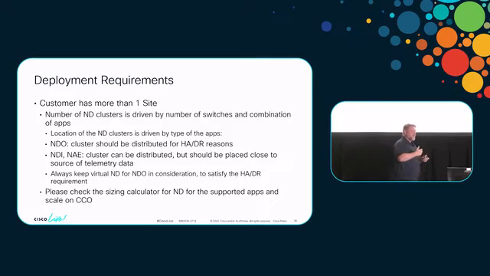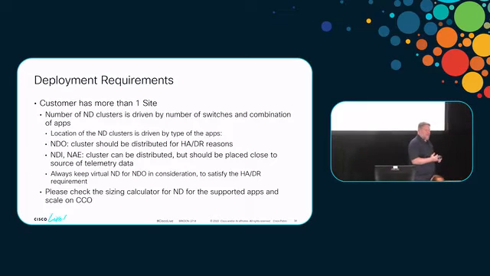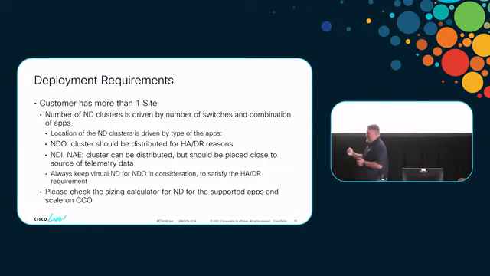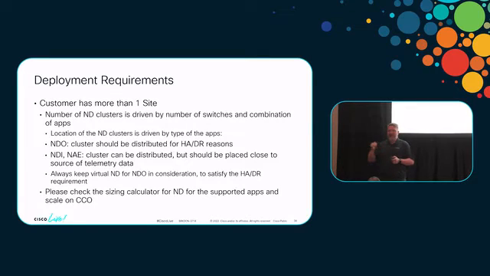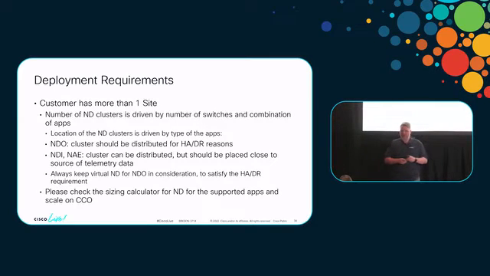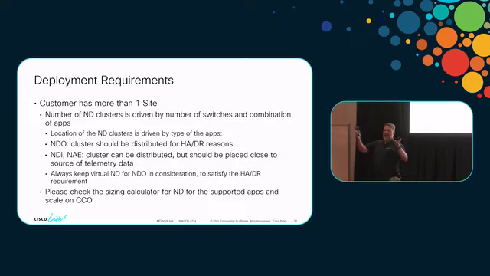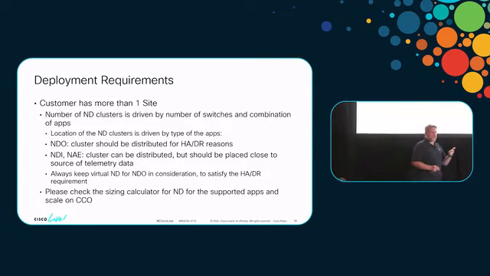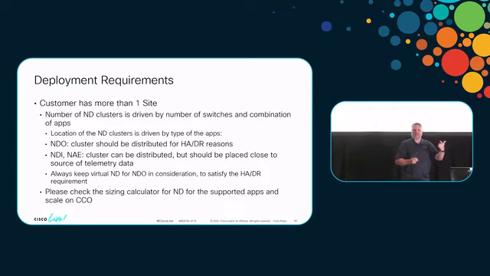Now, for the deployment requirements, when you have more than one site, the first thing is that the scale of these sites dictates how many ND clusters you need. If you run NDI and you have two fabrics with 300 switches each, we can't do that with a single ND cluster for NDI because the limit is 500. There is a cluster sizing tool on Cisco.com. I'm going to post the link in the chat room where you can tell us, hey, I want to deploy a physical ND cluster, I want to deploy a virtual ND cluster, I want to enable the following services, and this is my scale, and the system comes back with how many nodes you need. So the first thing is that the size and the applications and combinations really dictate how many ND clusters you need.